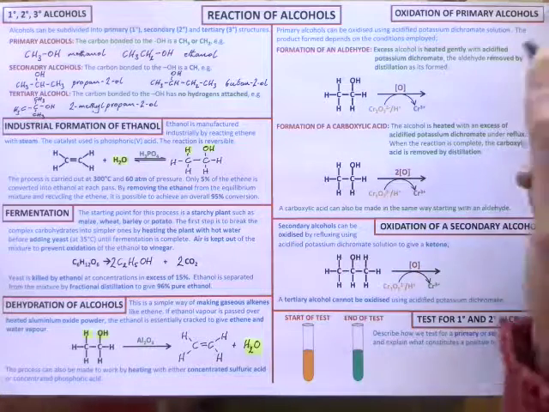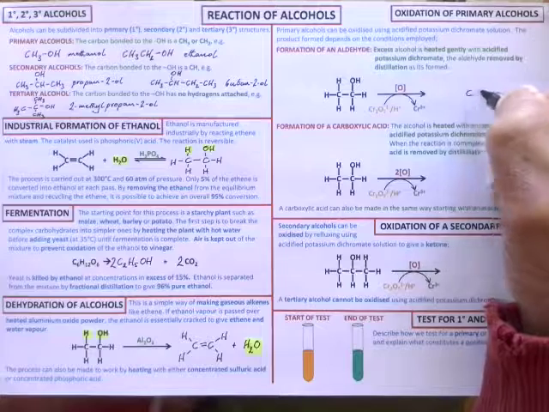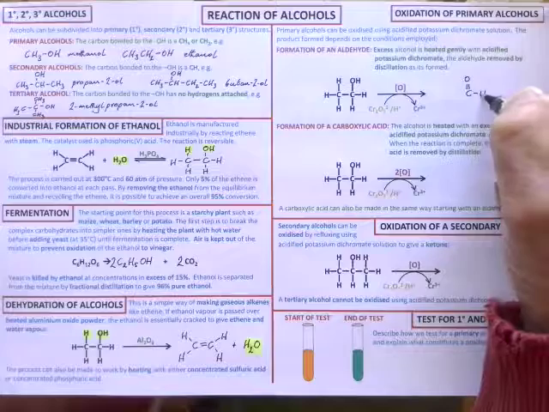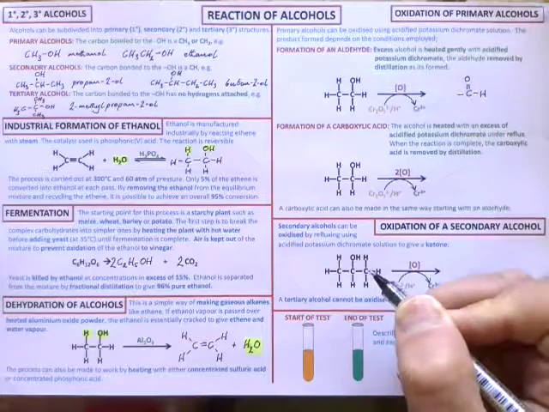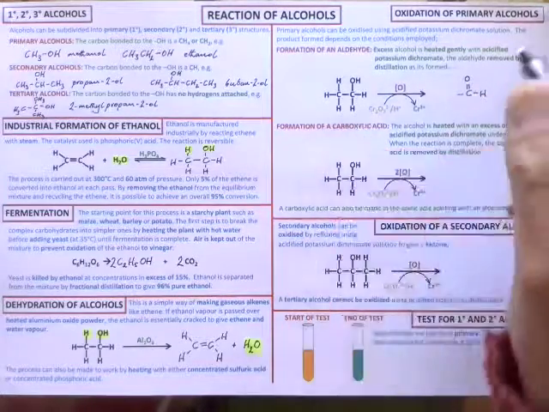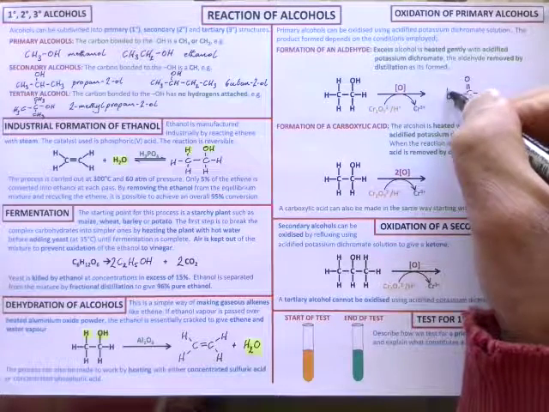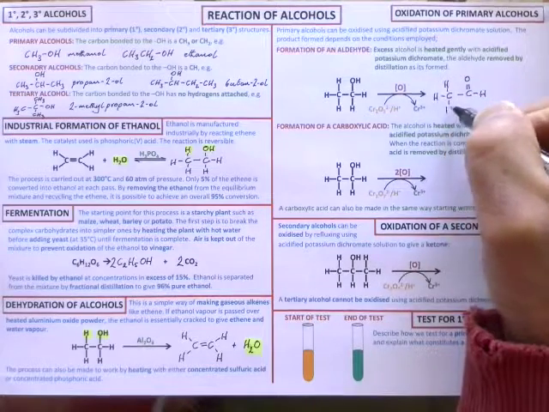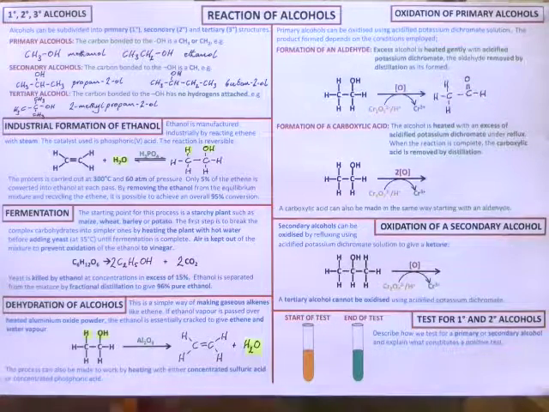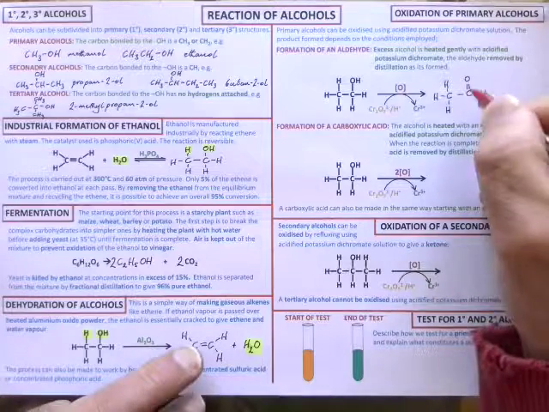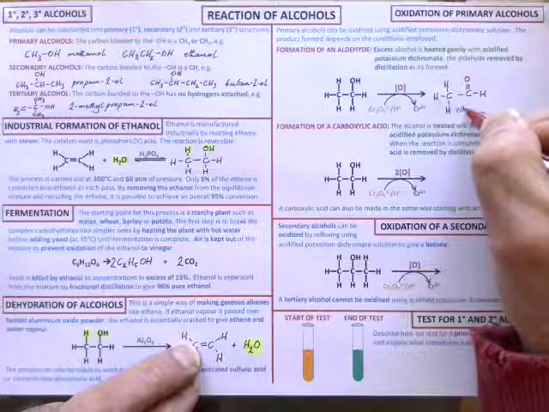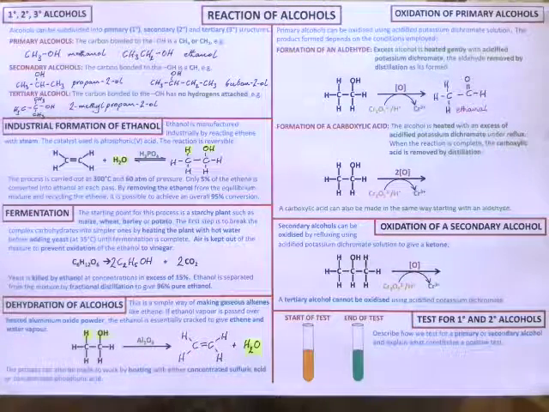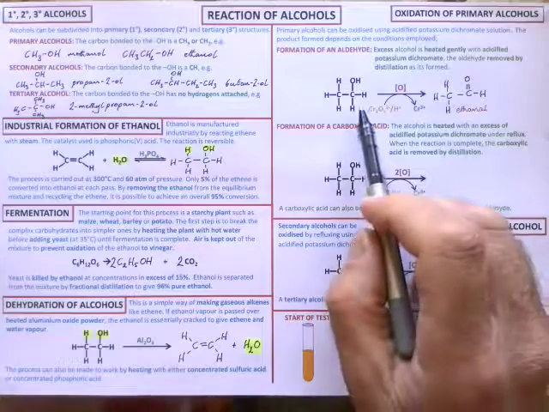Now aldehydes have got essentially C double bond O and a H, that's their grouping. And in this case, we started with 2 carbons, so we're still going to have 2 carbons. So there's our product, and that is called ethanal. Ethanal. And you can make that by mild oxidation of ethanol.